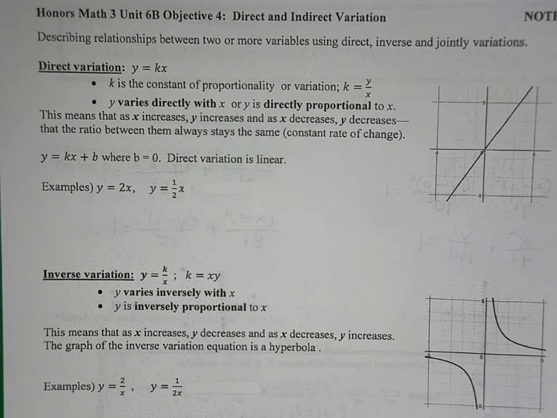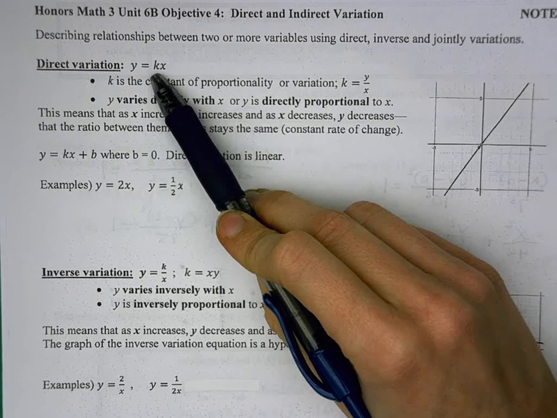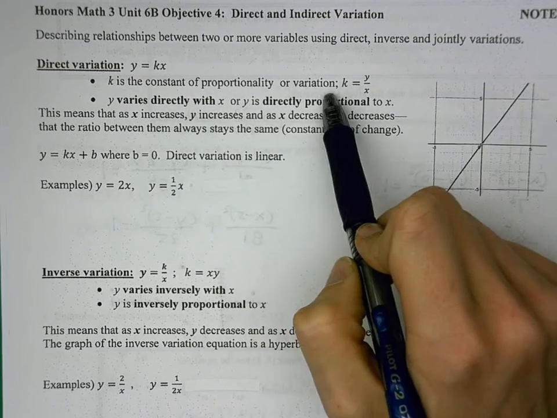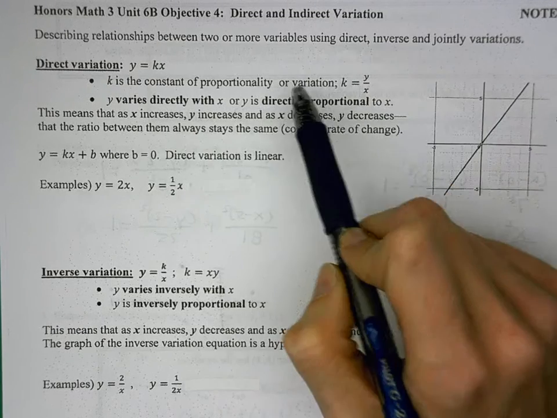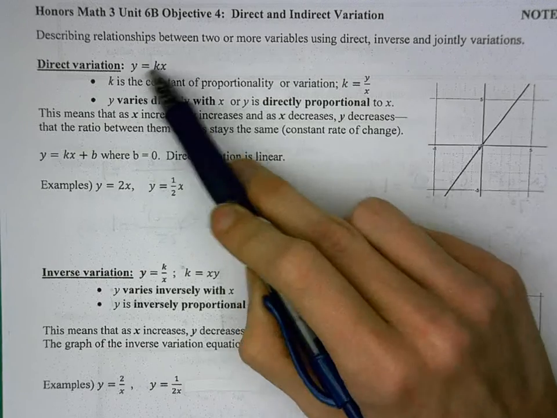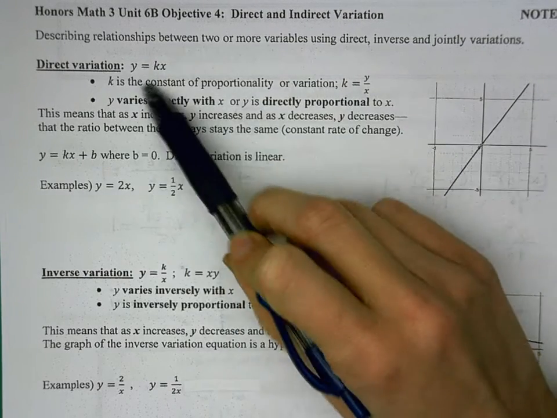Okay, direct and indirect variation is what we're going to be looking at here, specifically starting with direct variation and inverse variation. Quick reminders: direct variation has this equation y equals kx. K here is called our constant of proportionality or constant of variation. You can even solve for k by dividing the x over to the other side, so you'd have k equals y divided by x.